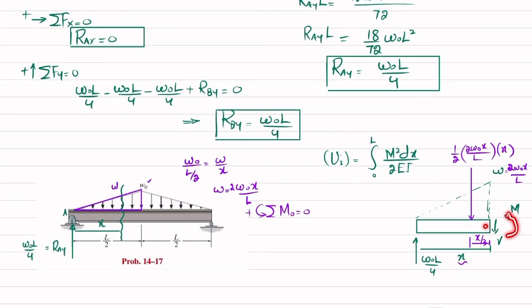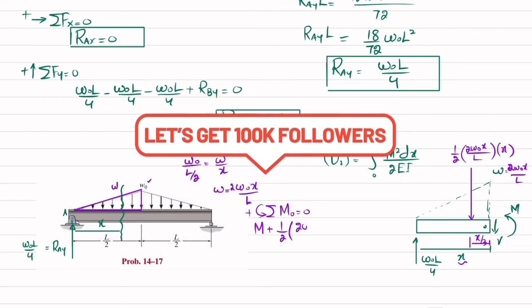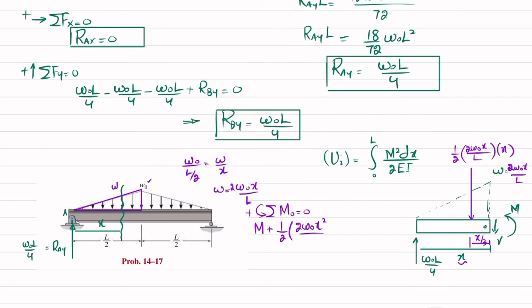About point O, one moment is this external moment, the reaction moment, which is counterclockwise, so it will be positive, so I will write plus m. The second moment will be due to this load and the perpendicular distance is x by 3. It is also producing counterclockwise moment, so it will be positive, so I will write plus 1 over 2 W naught x square over L into perpendicular distance x by 3. And the third moment is due to this W naught L over 4 and the perpendicular distance is x, as it is producing clockwise moment, so it will be W naught L over 4 into x is equal to 0.